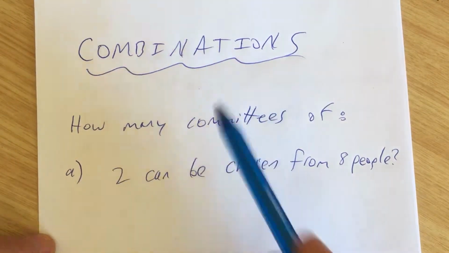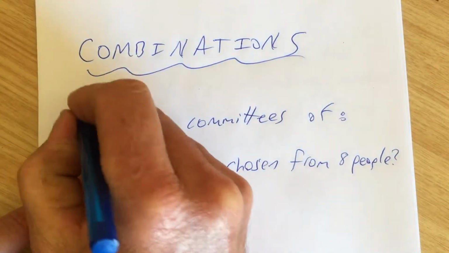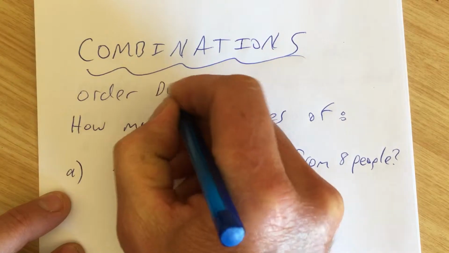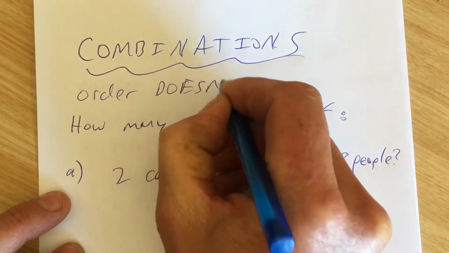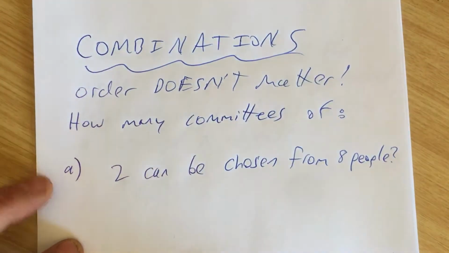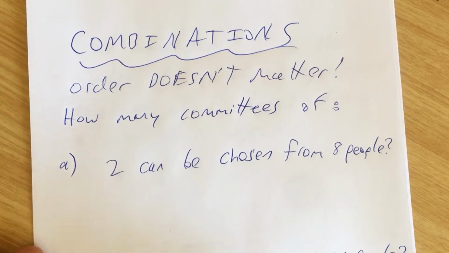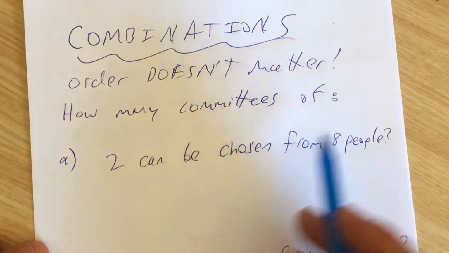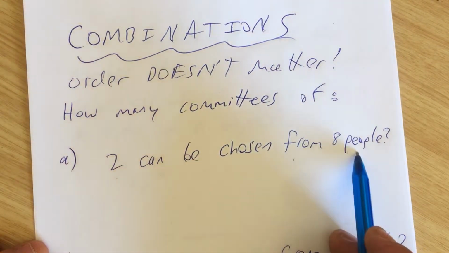Okay, it's about combinations. So combinations when order doesn't matter. Things like picking a team or picking a committee. Here we go, for example, how many committees of 2 can be chosen from 8 people?